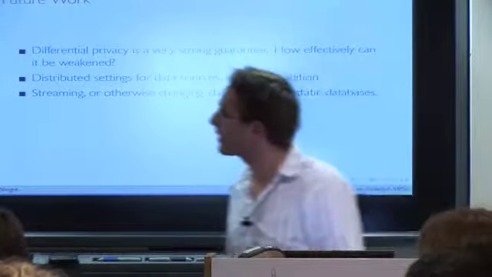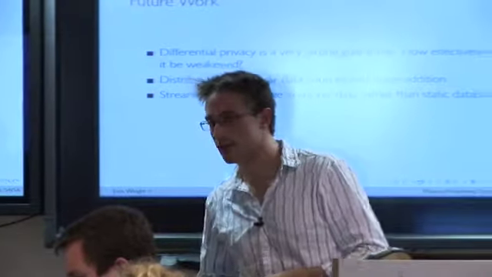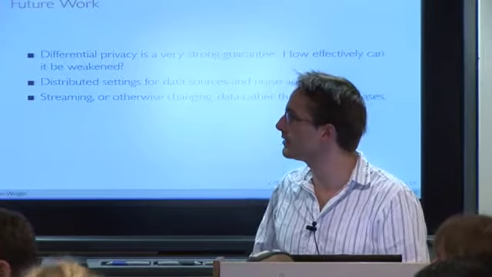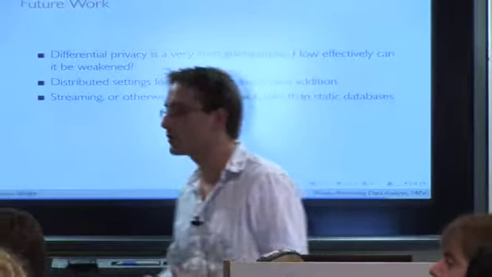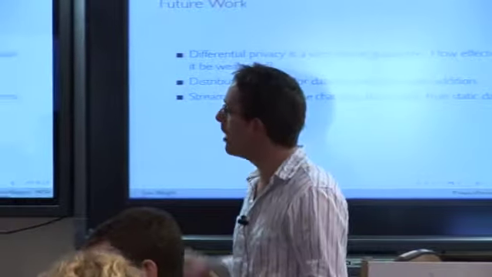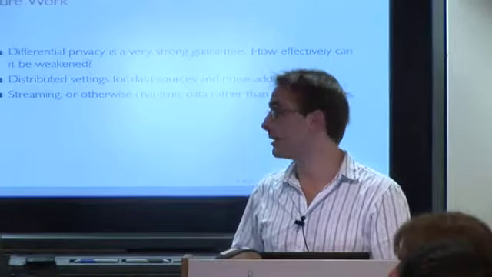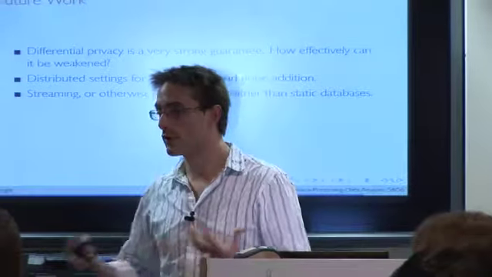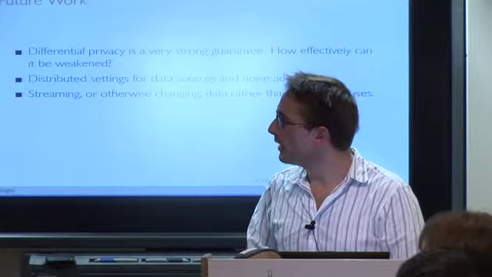So where is this going in the future? What's the current research? Well, it's a very, very strong guarantee. In fact, it's too strong to some extent. It can destroy the utility of data for practical real-world purposes, because you have to add so much noise to get these quantifiable guarantees. So there is some work into how you can weaken this guarantee in such a way that you can still understand how much privacy you're losing, but you can still do useful things with the data.